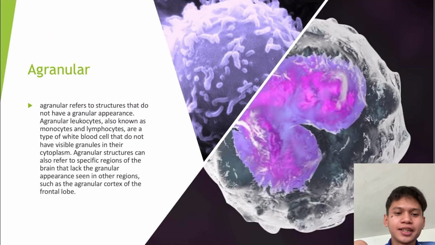The agranular. The agranular refers to a structure that does not have a granular appearance. Agranular leukocytes, also known as the monocytes and the lymphocytes, are a type of white blood cells that do not have visible granules in their cytoplasm. A granular structure can also refer to a specific region of the brain that lacks granular appearances seen in other regions.